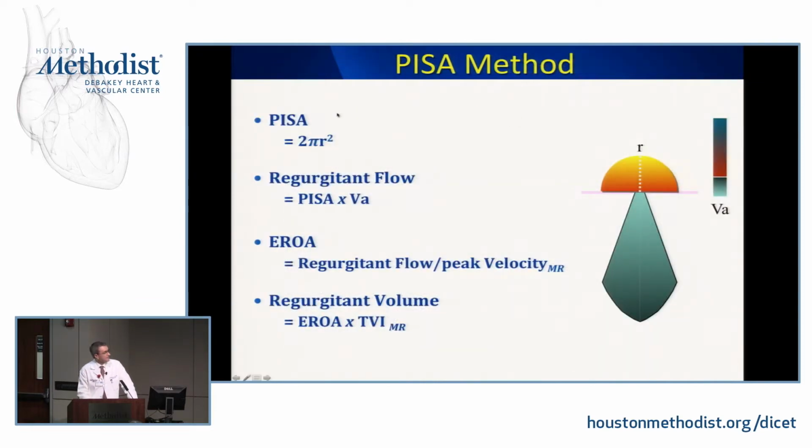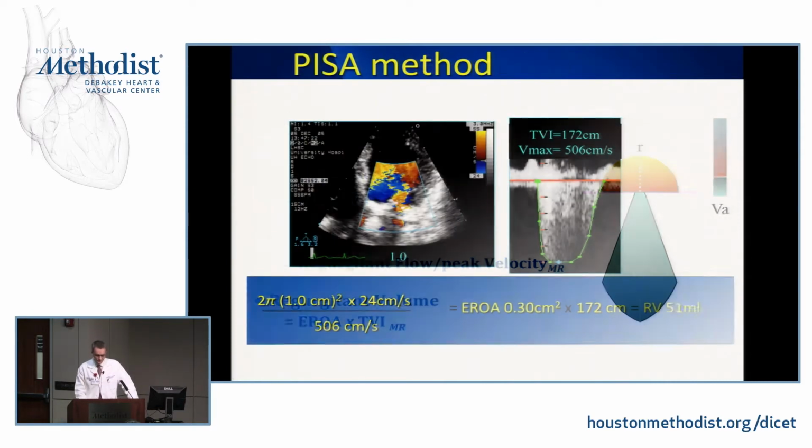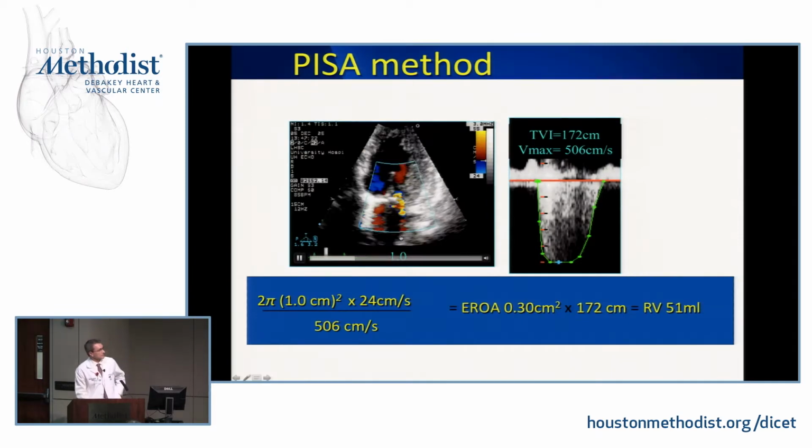Here's the math. So the isosurface area is 2 pi r squared. You can calculate the regurgitant flow by taking this surface area here, multiplying it by the aliasing velocity. So that's the velocity of that surface area. So that area times that velocity equals regurgitant flow. You can derive the area, which is this unknown here, by taking the flow and dividing it by the peak velocity of the jet. And then you can take all of that, multiply it by the VTI of the CW, and get the regurgitant volume. So this is kind of what that looks like when you apply it.